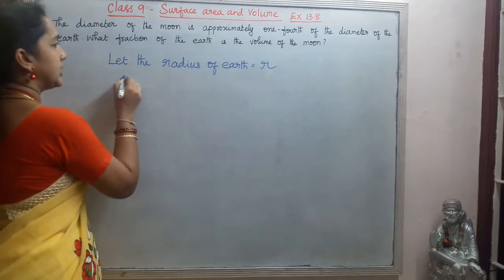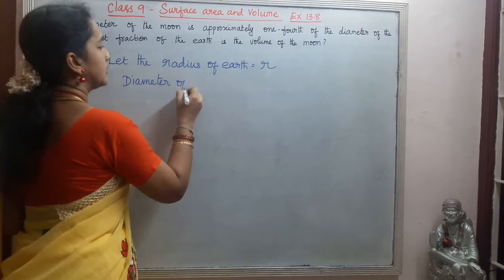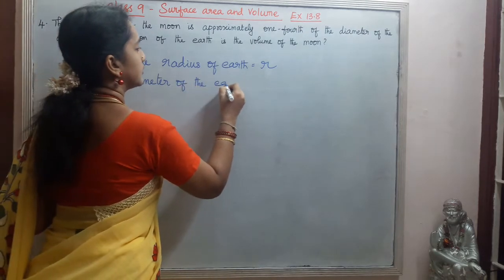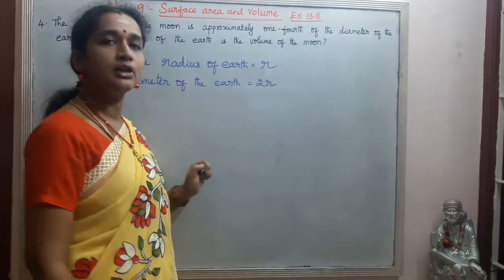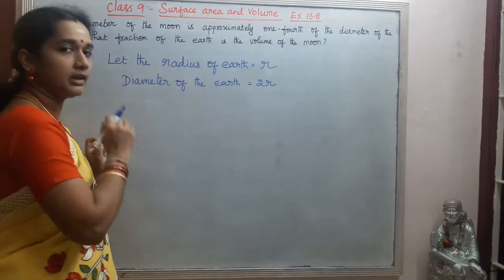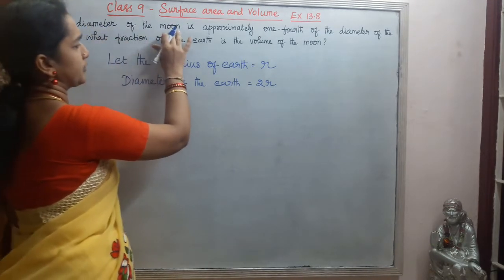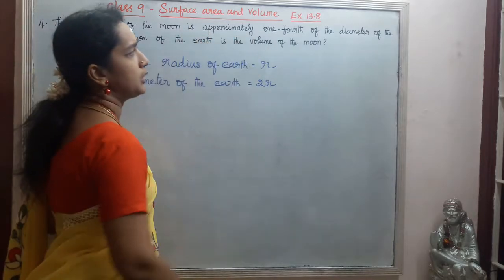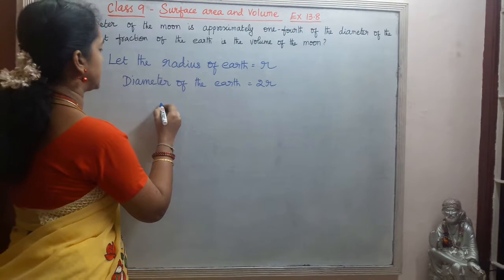So, the diameter of the earth will be 2r. The diameter will be 2 times the radius. So, it is 2r. Now, we will take what is given in the question: the diameter of the moon is approximately 1/4 of the diameter of the earth. So, that we will substitute now.